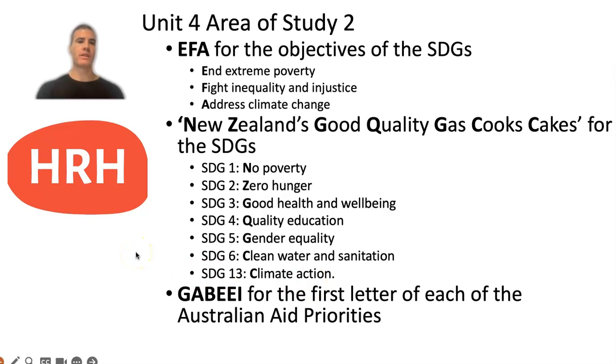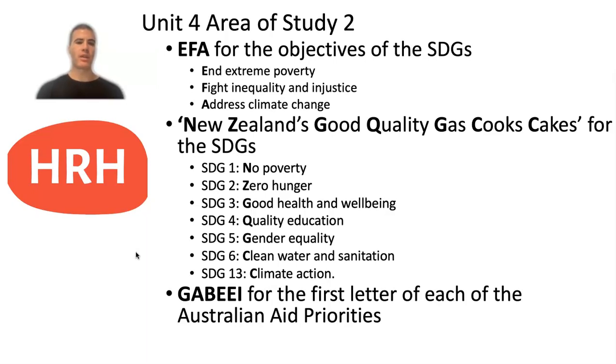And then when it comes to Unit 4 Area Study 2, for the 3 objectives of the Sustainable Development Goals, the short acronym EFA for End Extreme Poverty, Fight Inequality and Injustice, and Address Climate Change might be useful. And then obviously there are a number of the Sustainable Development Goals that you need to remember. So different variations of the mnemonic New Zealand's Good Quality Gas Cooks Cakes can help you to remember those different SDGs. You can see there that each of those first letters of that mnemonic relate to the name of each of those SDGs that you need to remember for that key knowledge point.